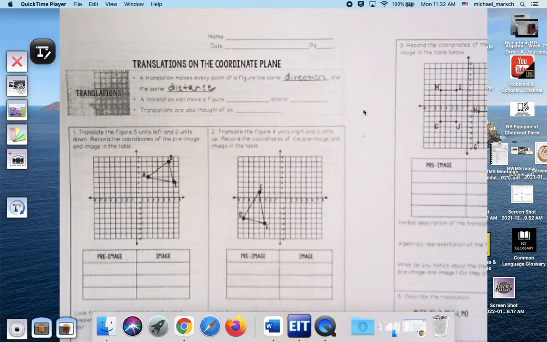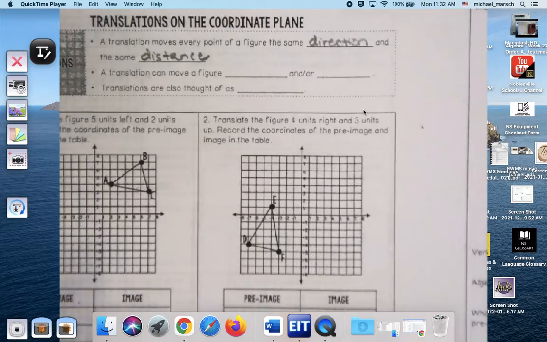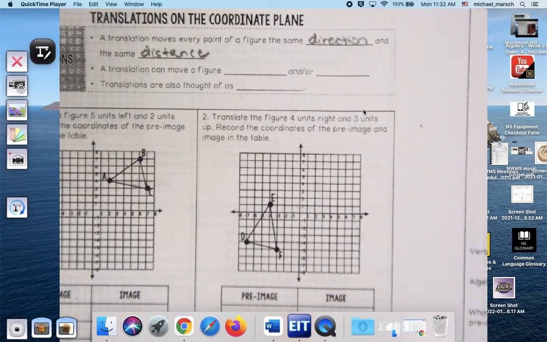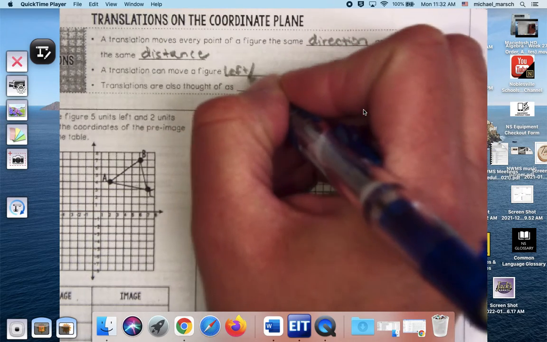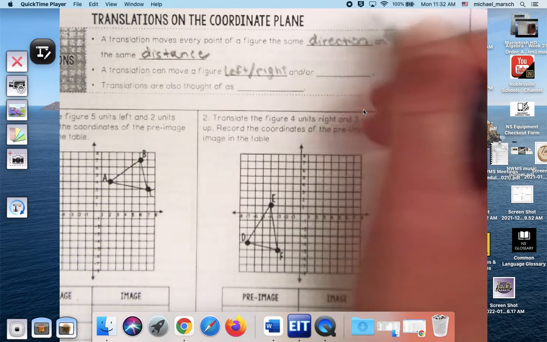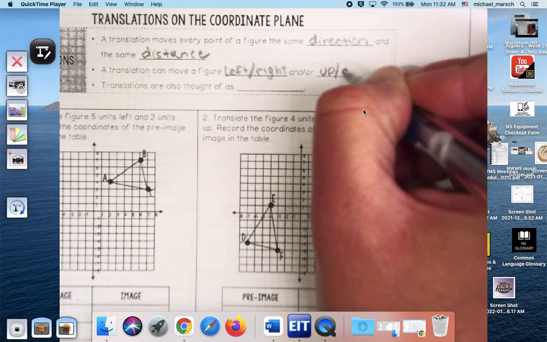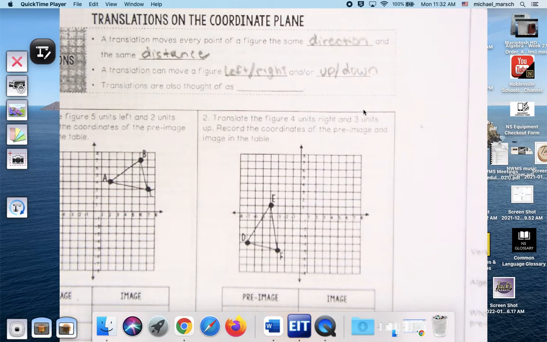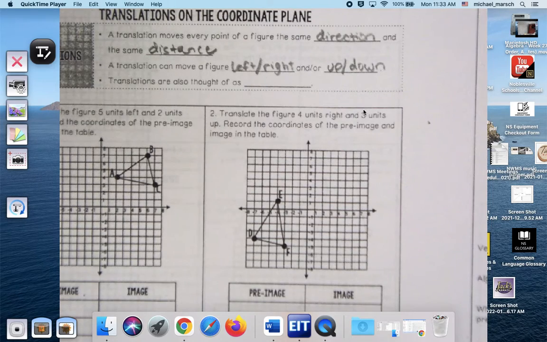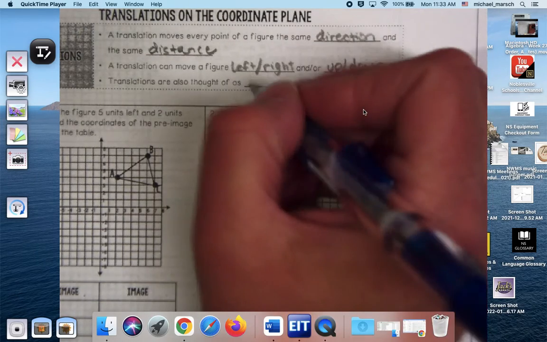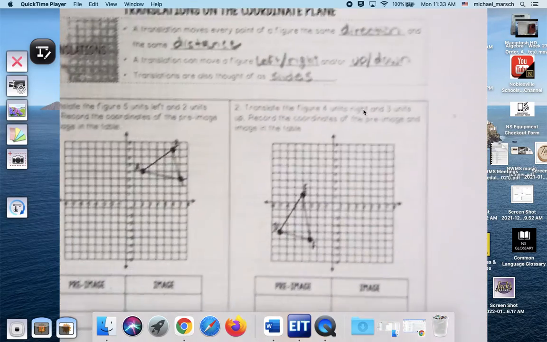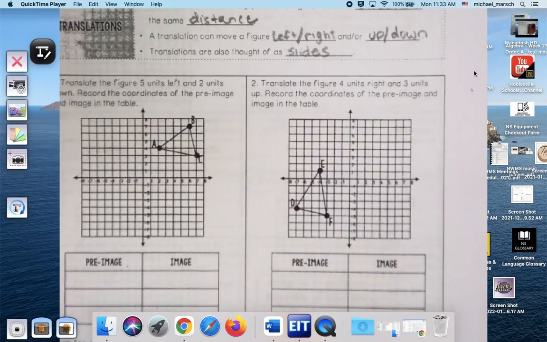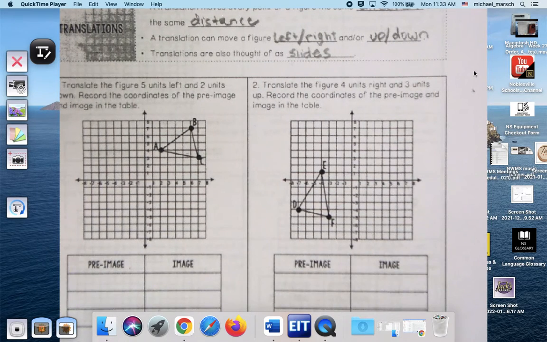Direction and distance. A translation can move a figure left or right, up or down. Translations are also thought of as slides. When you were in 5th grade, you probably were taught slide, flip, turn.